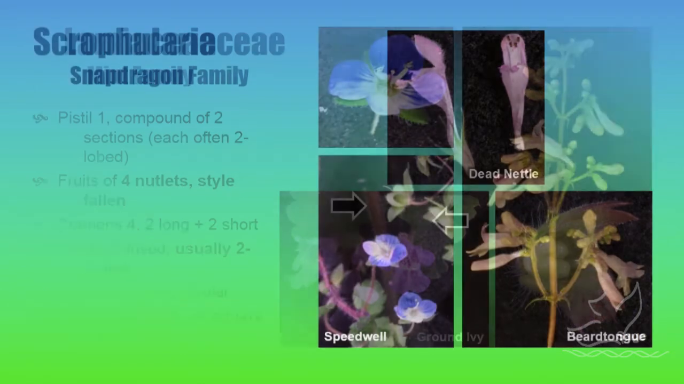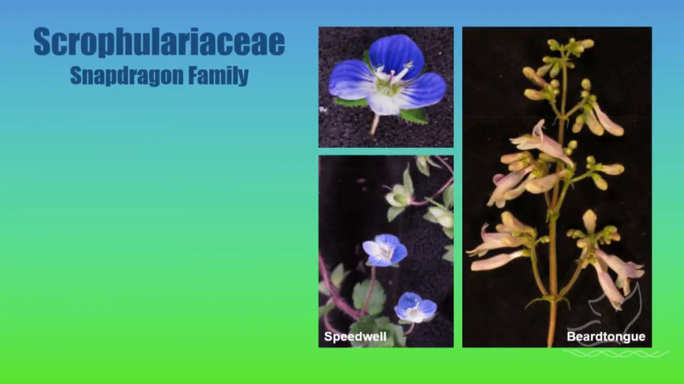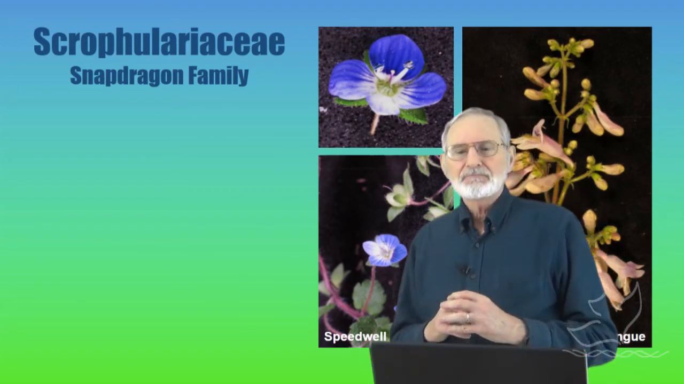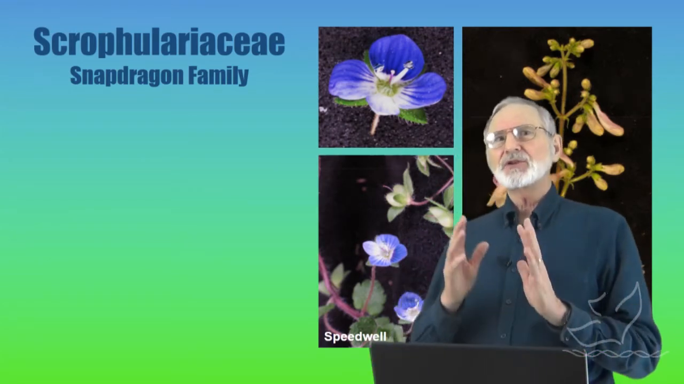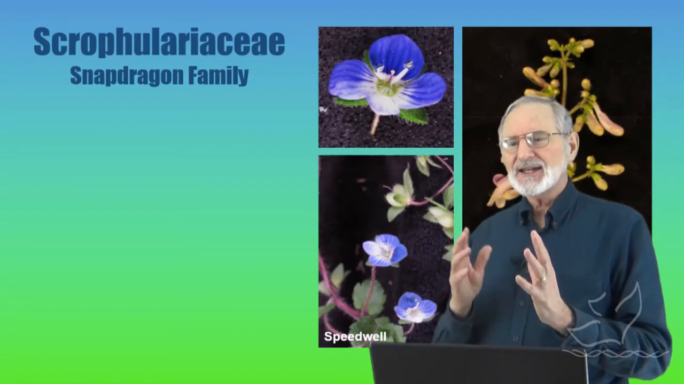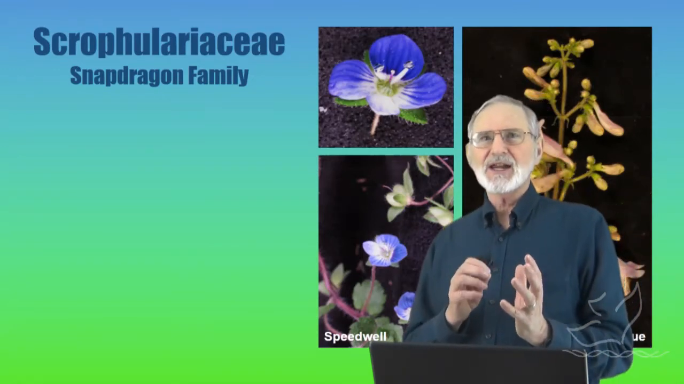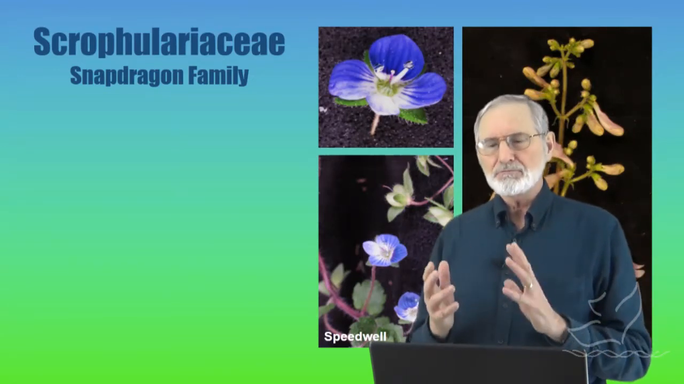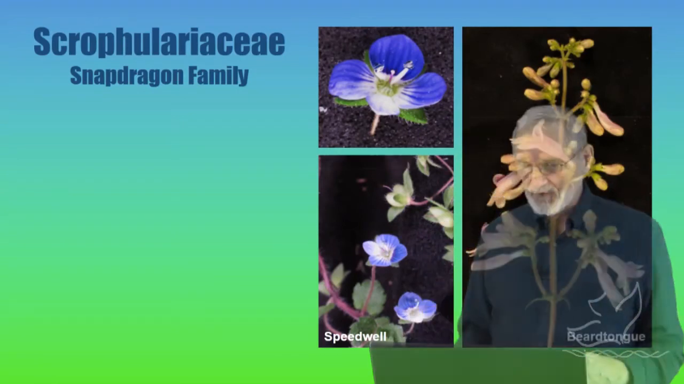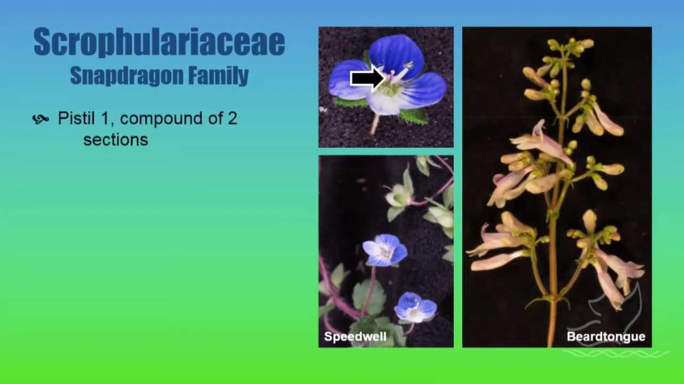Now we come to the Plantaginaceae, or the Snapdragon family. And as I said, we need to compare this family to the Lamiaceae, because a lot of the members of the Plantaginaceae look pretty similar to mints. So we want to look at why they're different. The pistil is one and compound of two sections, but the sections are not further divided or lobed.